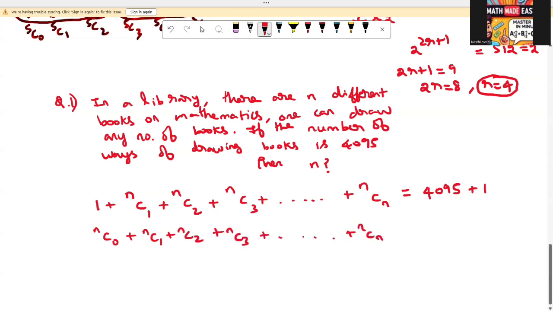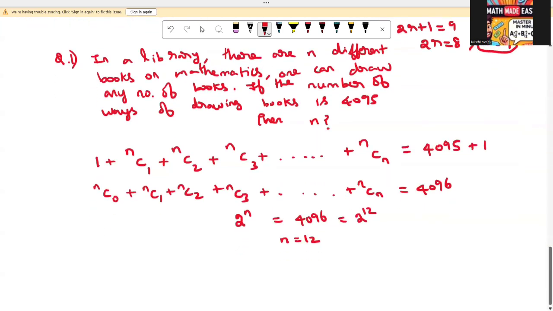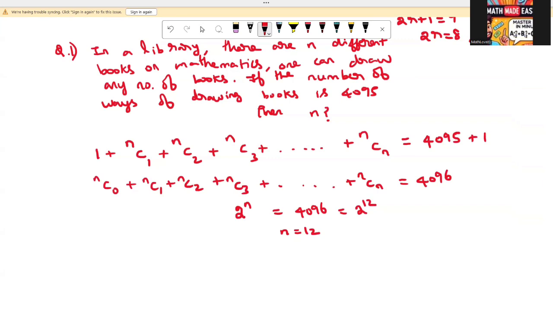This is like adding up all the binomial coefficients along the nth row, for which we know this addition will become equal to 2 power n, which is 4096. We know 2 power 10 is 1024, 2 power 11 is 2048, 2 power 12 is 4096, from which we get the value of n to be equal to 12. So the question was just to find the value of n. We have found the value of n. Hope you enjoyed that problem.